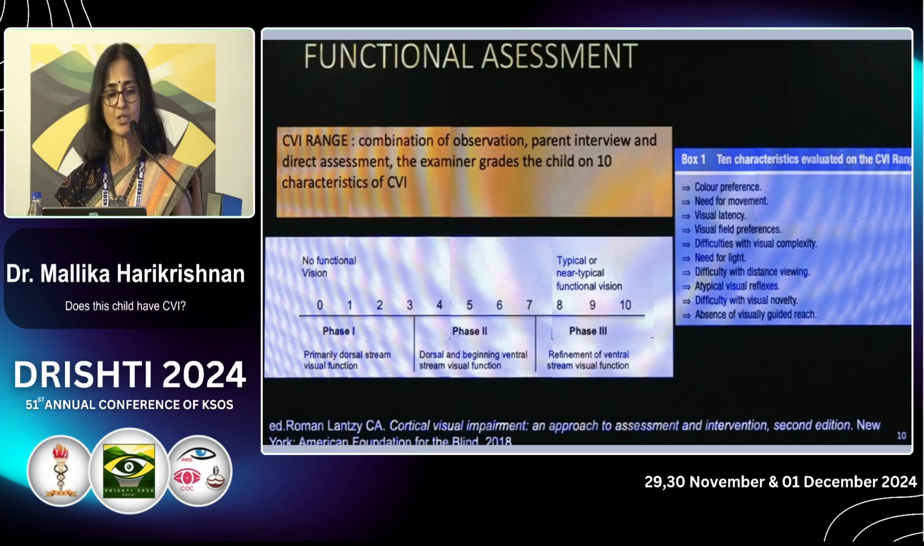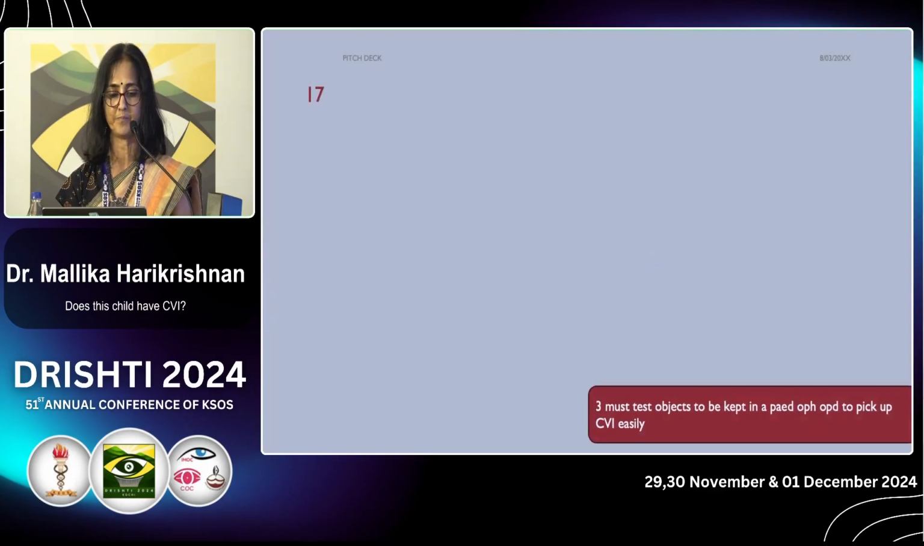By a combination of observation, patient interview, and direct assessment, the examiner grades the child on 10 characteristics of CVI. These are color preference, need for movement, visual latency, visual field preferences, difficulties with visual complexity, need for light, difficulty with distance viewing, atypical visual reflexes, difficulty with visual novelty, and absence of visually guided reach. So according to the phase in which the child is presented to you, interventional measures are initiated, and this will also help in the assessment of improvement in them.